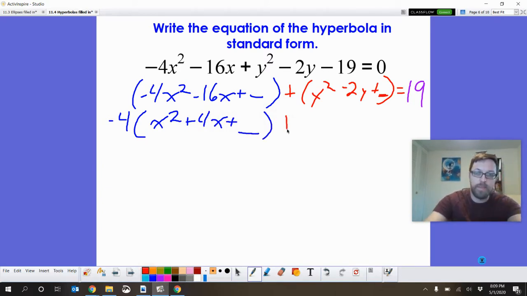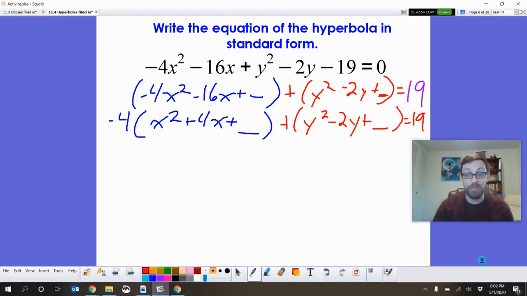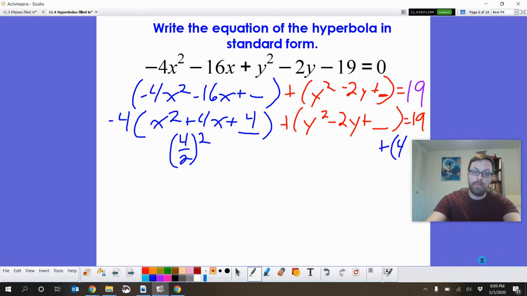And then we've got to get the rest. So y squared minus 2y plus something equals 19. I didn't do the colors right. Now we're going to do our little complete the square formula. So we'll do 4 over 2 and square it. 4 divided by 2 is 2, and then square it, we get 4. So we're going to add a 4 over here. But hey, that 4 was wrapped up inside of a -4 parentheses thing. We better do that same thing over here.